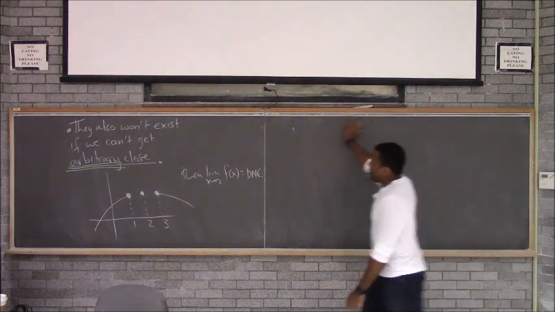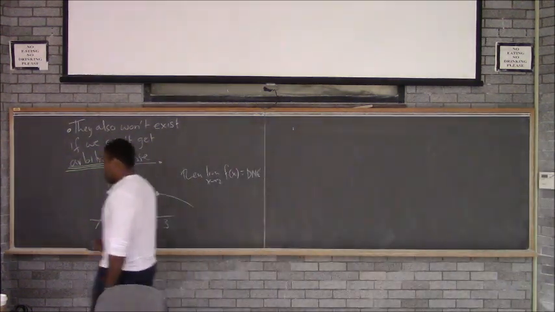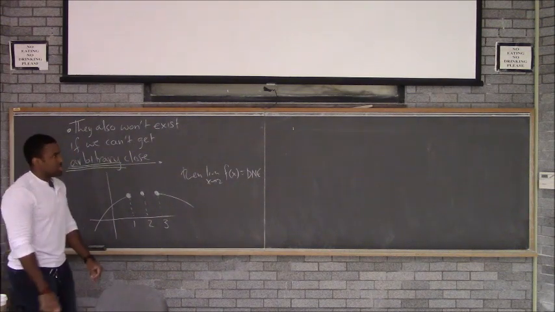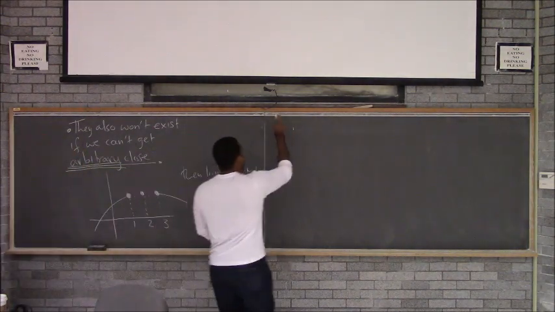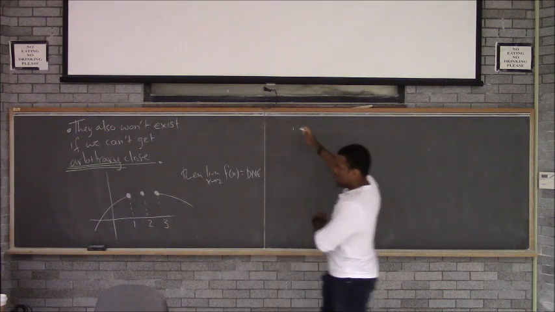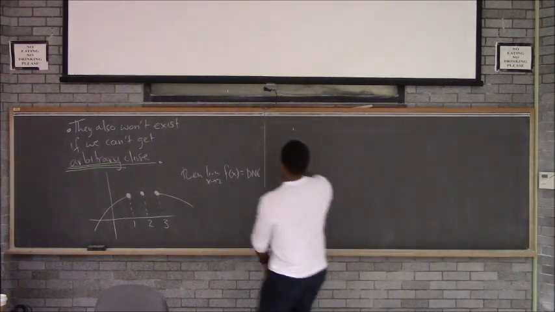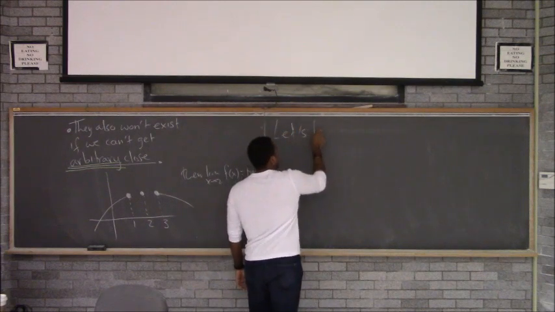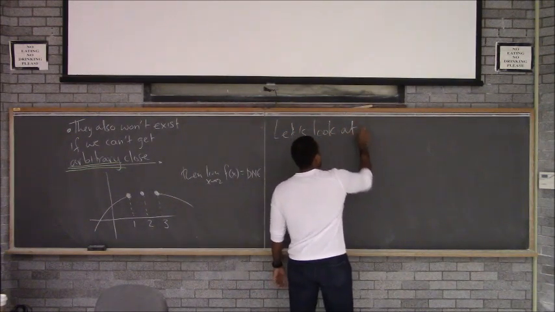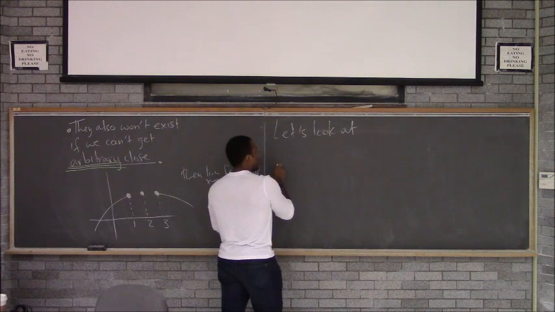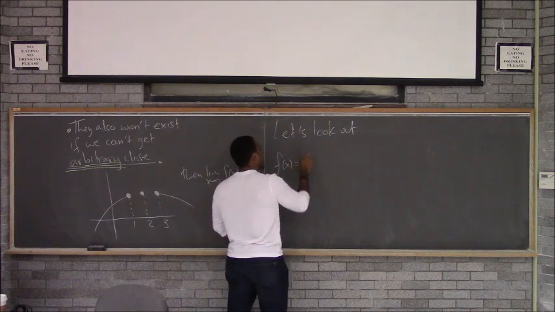Now, let's talk a little bit more about limits existing versus not existing. So we're going to relook at one of these examples, and then I'm going to give you some more examples for us to look at. So let's look at this function here.